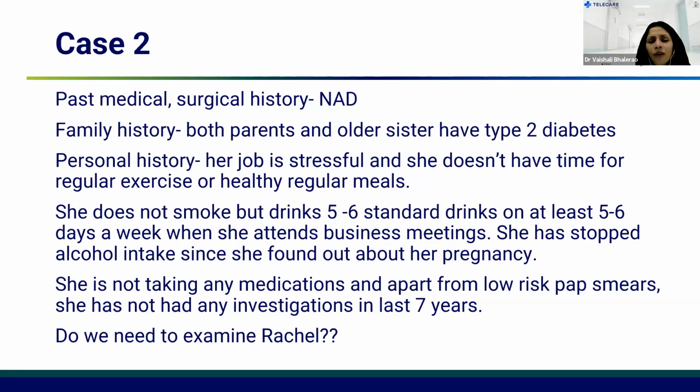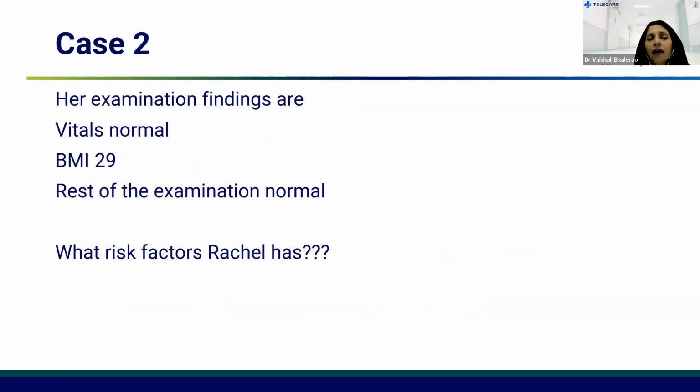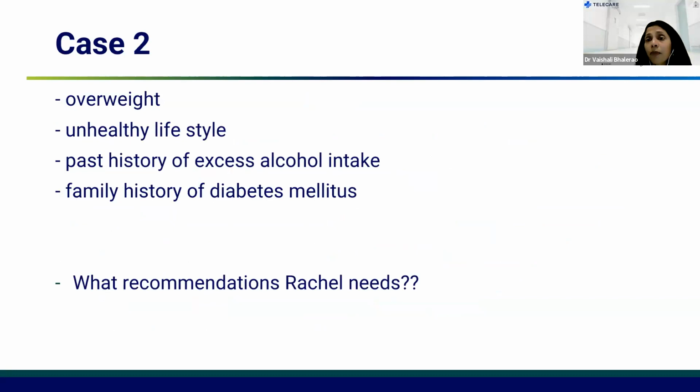So do we need to examine Rachel? All pregnant women need to be examined, not a detailed examination, but at least vital parameters and BMI. Vital parameters, more importantly blood pressure. Her vital parameters were normal. Her BMI is 29 and the rest of the examination was normal. So what risk factors does Rachel have? She's overweight, her BMI is 29. She has an unhealthy lifestyle. She has a past history of excess alcohol intake and she has a family history of diabetes.